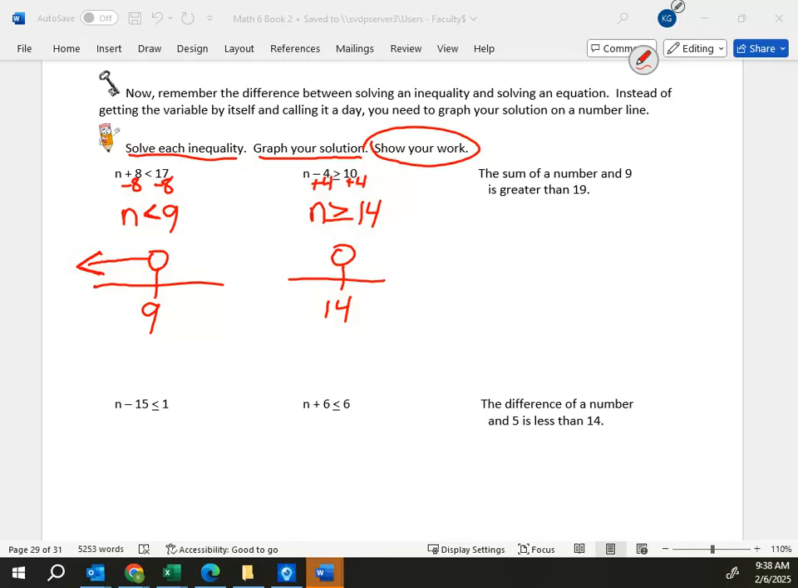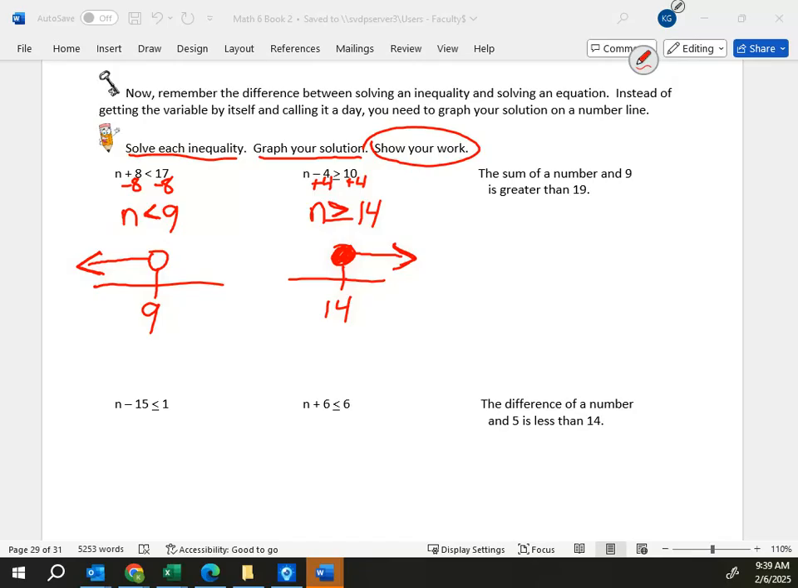Closed, because I have that equal line underneath that greater than. So I need to close off my circle so I know it can be 14 or it can be more than 14. Third step. Sophie, draw my arrow. Which way is this arrow going to go, Sophie? To the right. I want all those numbers that are 14 or greater than, bigger than 14. My symbol points to the right, so my arrow points to the right.